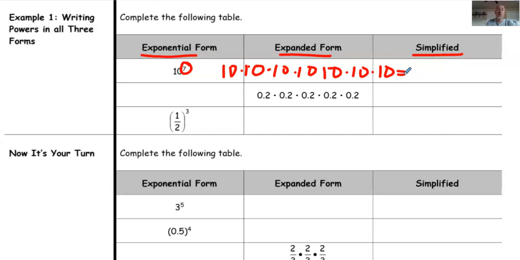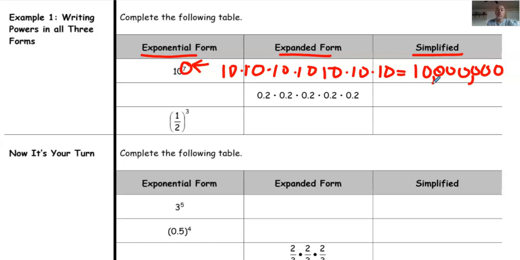Now there's a trick with tens. Whenever you multiply 10 by itself some number of times, the answer will always just be a 1 followed by the number of zeros given in the exponent. So this is 1 followed by 1, 2, 3, 4, 5, 6, 7 zeros. So 10 to the 7th turns out to be 10 million.